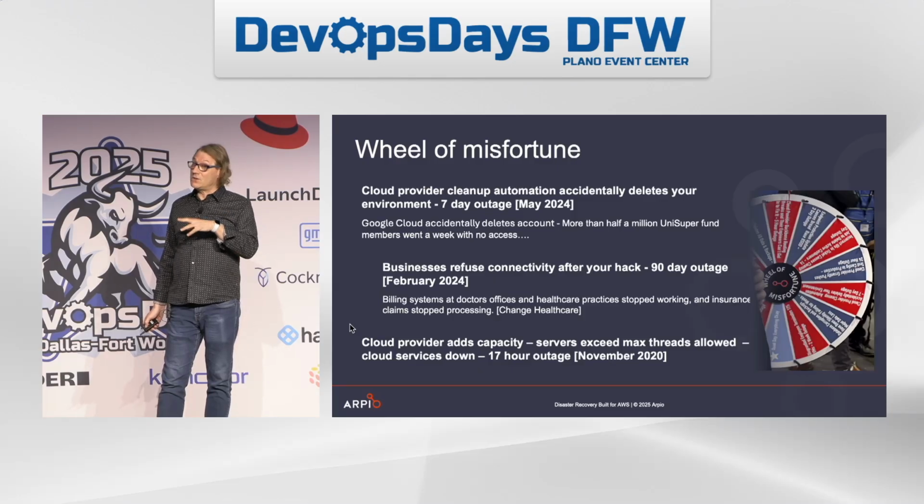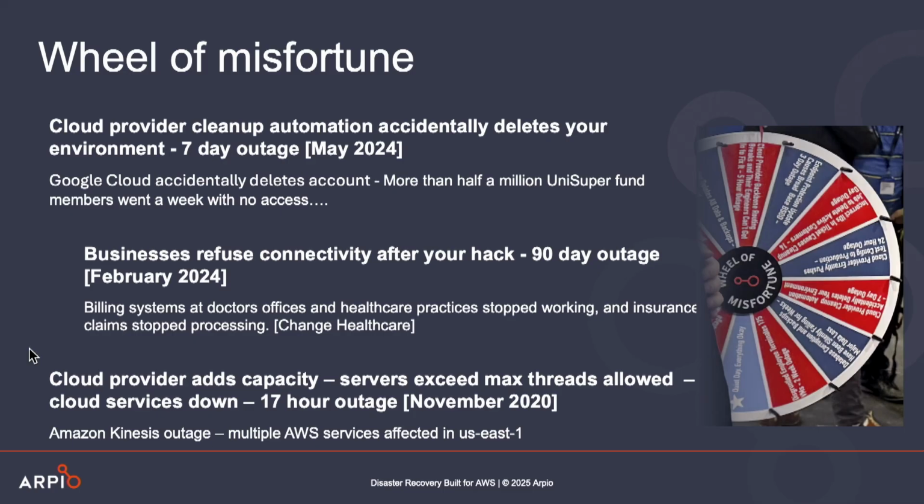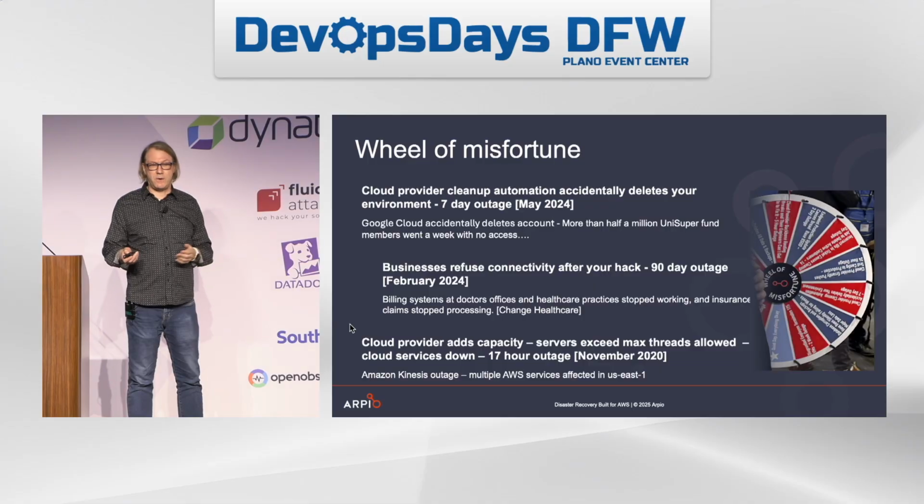It's very related to the one Kyle just said, which was the December outage. This was the year before that. This is the Amazon Kinesis outage that not only brought down Kinesis, but a bunch of other services that use Kinesis in US East 1. So disasters happen, all right?